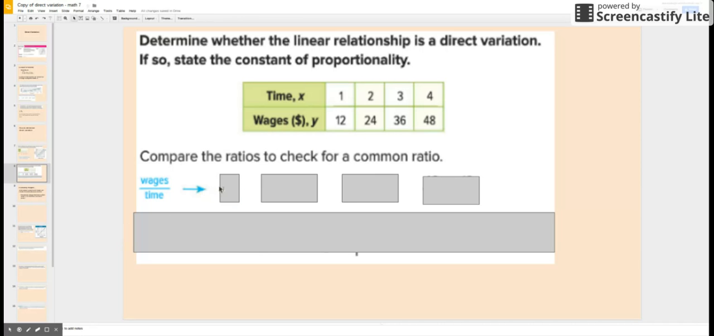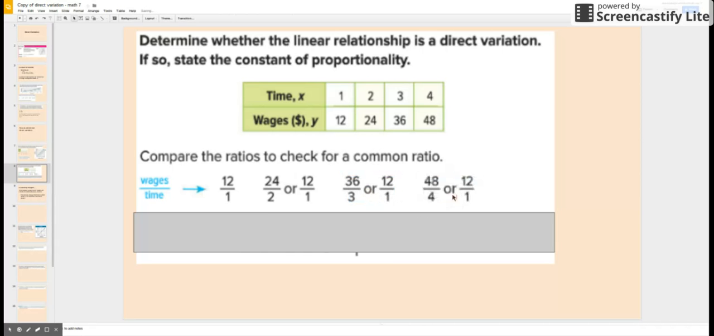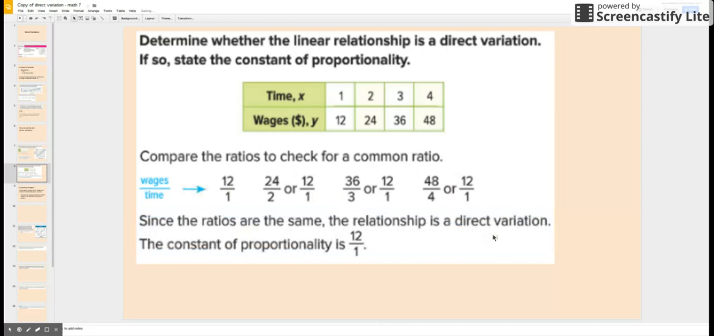So let's make our ratios. First one would be 12 over 1. Second one would be 24 over 2. Third one would be 36 over 3. And the fourth one would be 48 over 4. Notice here I put the y over x. It's always y over x. Okay, are these ratios the same? Yes, they are. So that means that this relationship is a direct variation. The constant of proportionality would be 12 over 1.